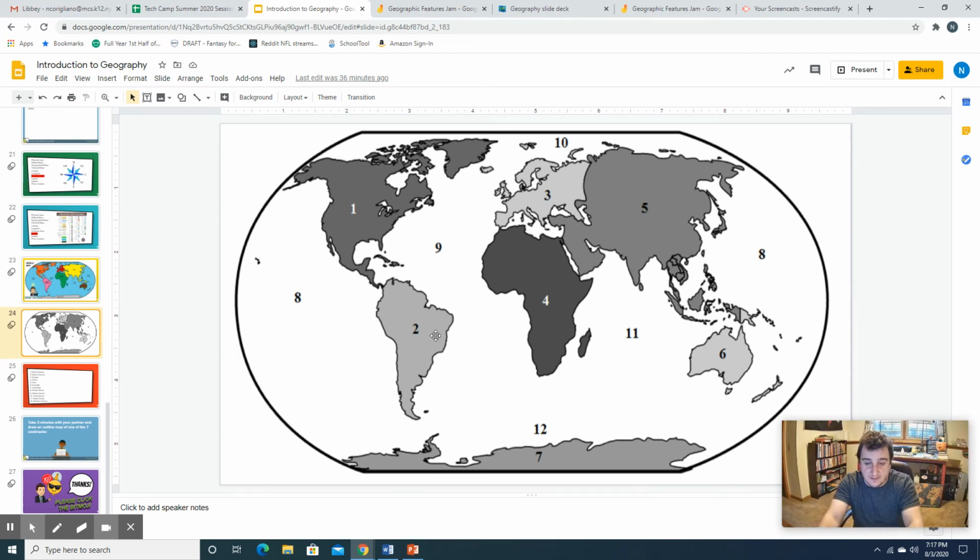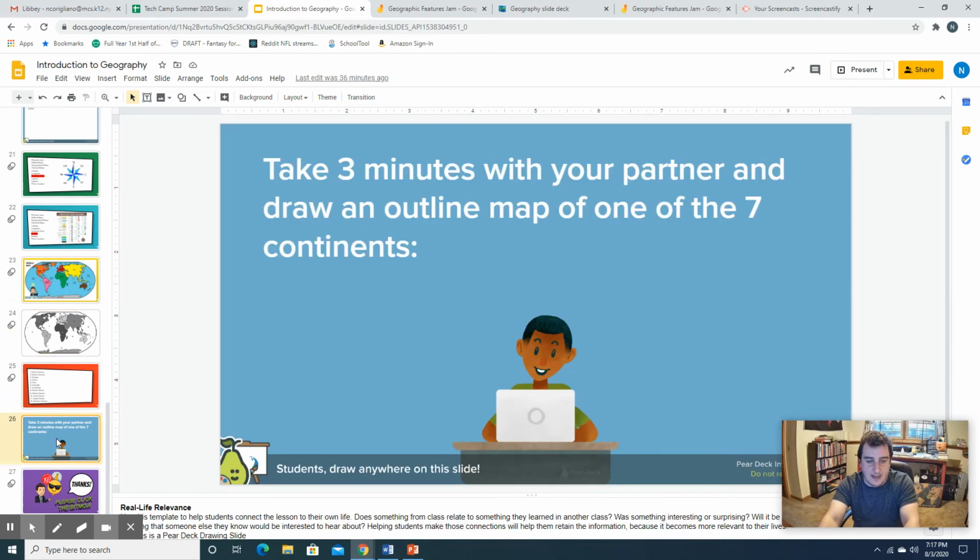The other great thing is I use this on the test, so they've already seen it, and it'll be something they are able to remember so that they can try to do a little bit better on the test. After we do that, I have them take 3 minutes and outline one of the 7 continents to try to remember what the continents look like, and just to assess whether they remember or don't remember.